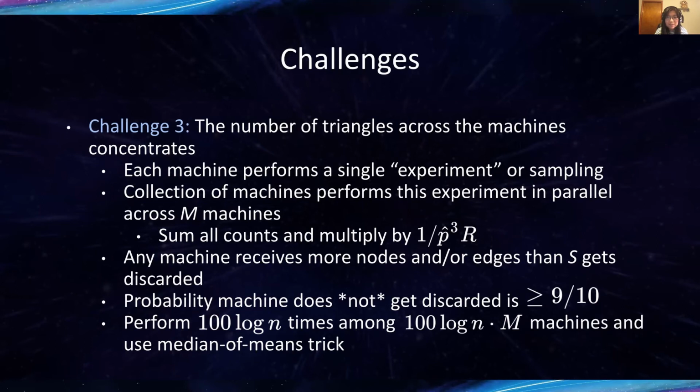We show that the number of edges sent and received by any machine is at most S with high constant probability. Specifically, we show that this occurs with probability at least 9/10. Then, by performing the sampling process omega of log n times in parallel among 100 omega m machines, it allows us to obtain a 1 plus epsilon approximation with high probability by using the median of means trick.